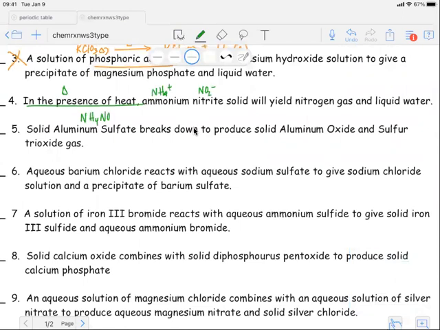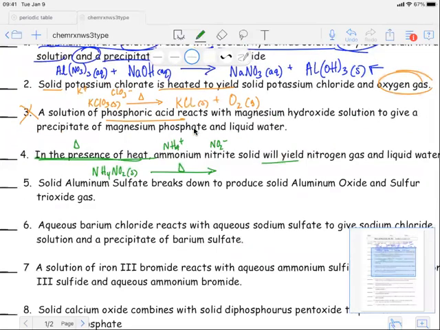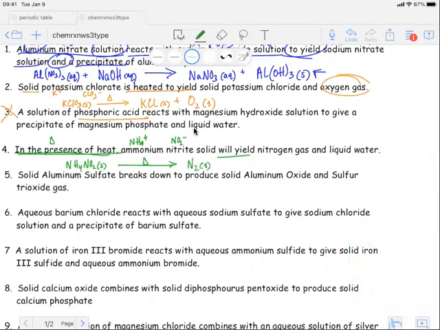NH4NO2, solid, will yield, in the presence of heat. So that's where I put my triangle. Nitrogen gas, again, remember I told you nitrogen gas is one of the diatomic molecules. So nitrogen gas is N2 with a (g) after it, and plus liquid water. Water is H2O, and then an (l) for liquid.